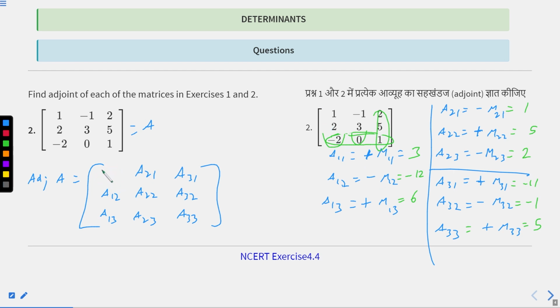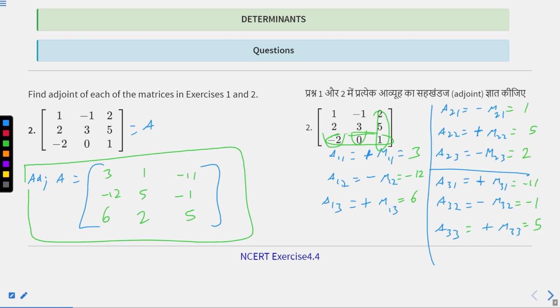So A11, 3, minus 12, 6, 1, 5, 2, minus 11, minus 1, and 5. This will be your adjoint of A. Please do verify if I somehow made any mistake. Okay, clear? Let us move next.